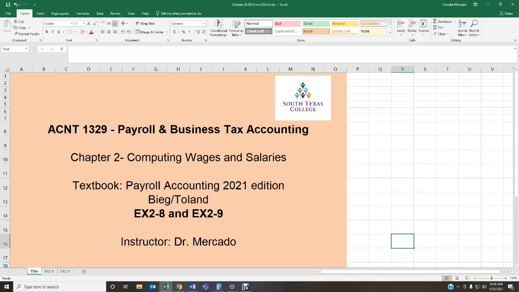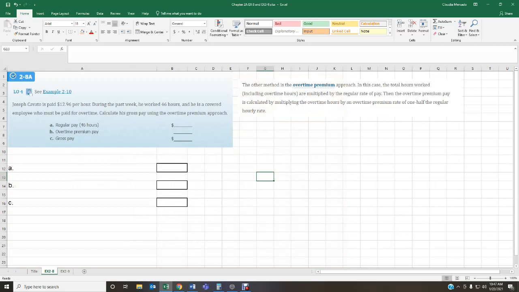So I'm going to continue with Chapter 2 content. I'm going to dive right into the problem solving. Like I mentioned, I'm going to be solving exercise 2-8 and 2-9 from Chapter 2. The first problem that we're going to be working on is exercise 2-8A. This problem reads, Joseph Cavato is paid $12.96 per hour. During the past week, he worked 46 hours, and he is a covered employee who must be paid overtime. Calculate his gross pay using the overtime premium approach.